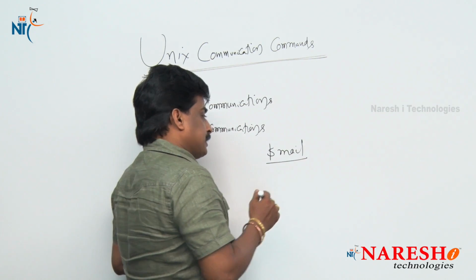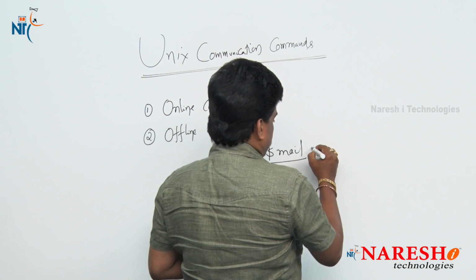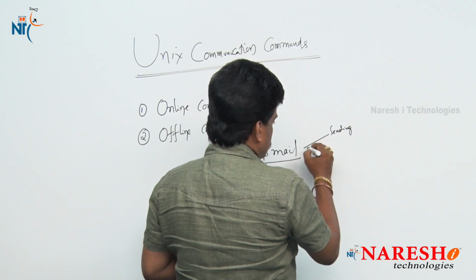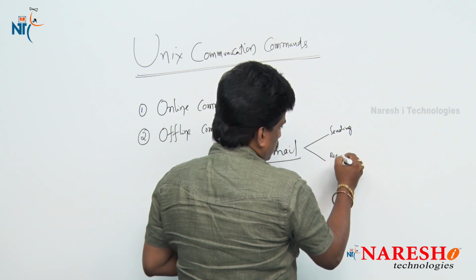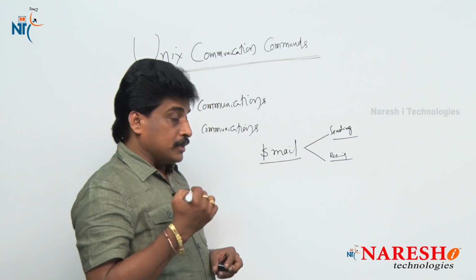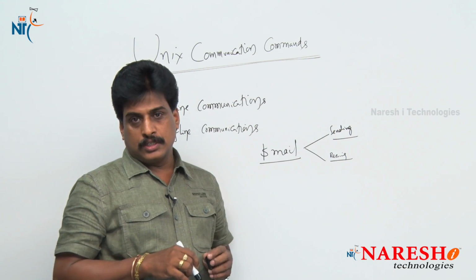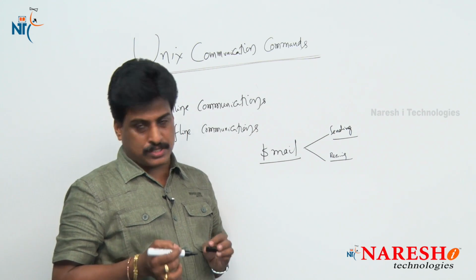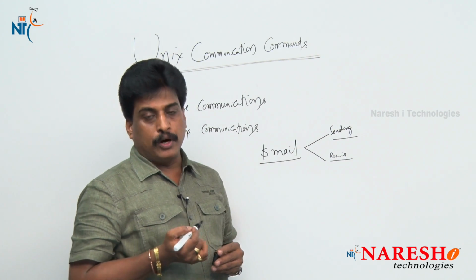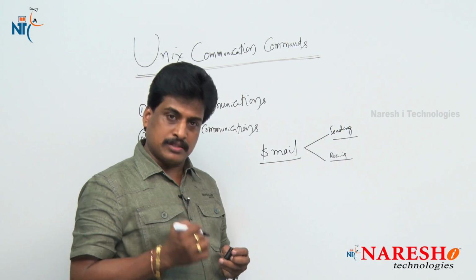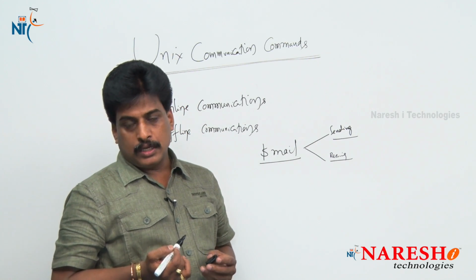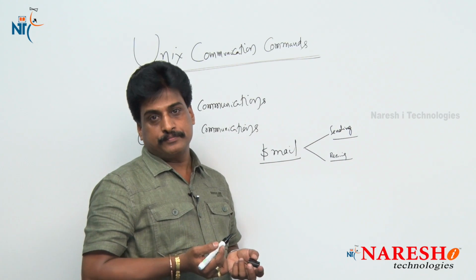In the Unix operating system, the mail command has some sending options as well as receiving options. So what are the sending options available? What are the receiving options available? First of all, what is a mail system? The electronic mail system is popularly known as the email system. In a local environment we can perform it, and in a global environment we can perform it.